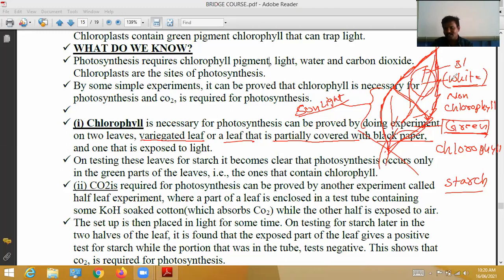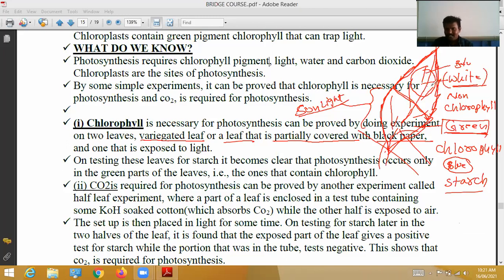It does not turn green color. It does not show any color. Okay. So this part turned to be a blue color. When iodine drops are placed, this part turned to be a blue color. This part does not turn to be blue color. It does not turn any color. Okay.